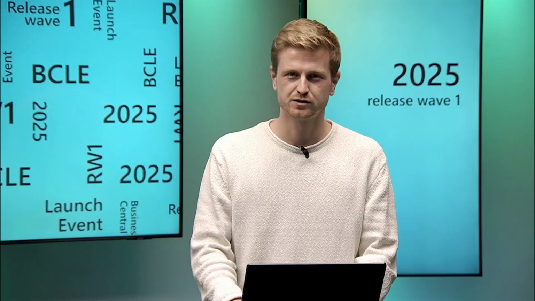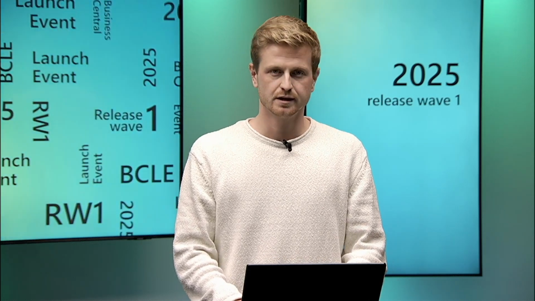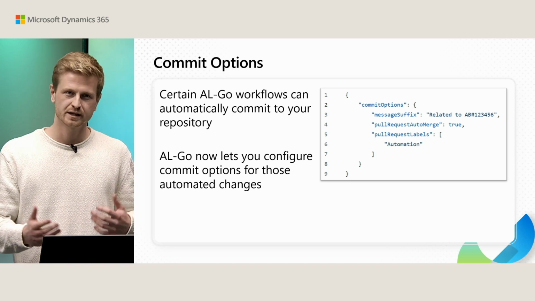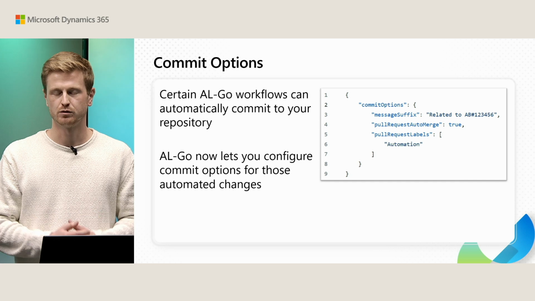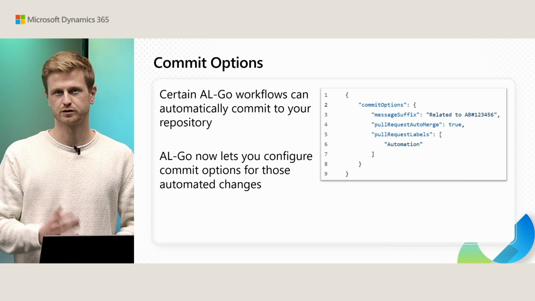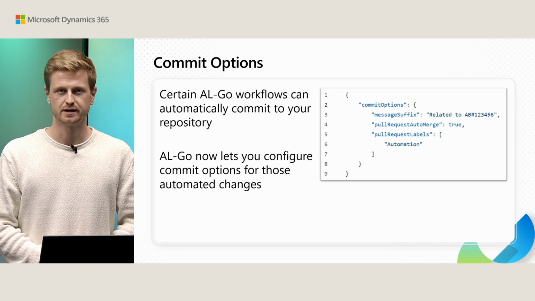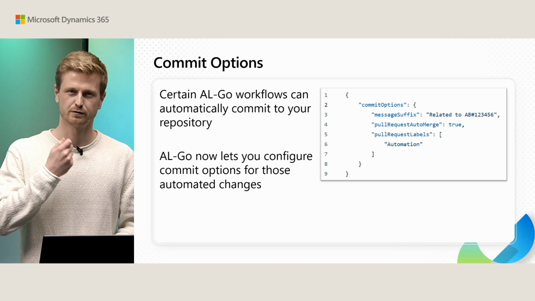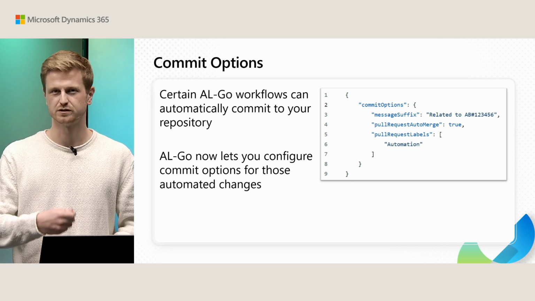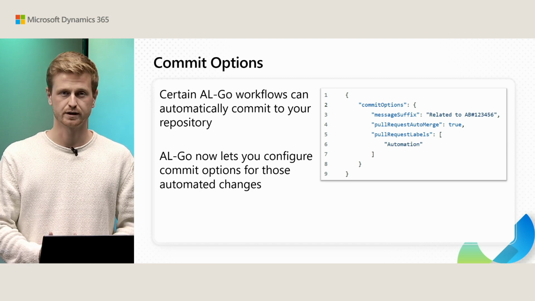Yes, and the final topic for this session here is commit options. So again, taking a step back, certain ALGO workflows can create pull requests or do direct commits into your repository. Examples of such could be update ALGO system files or increment version number. A piece of feedback that we got from partners was that you want to be able to inject some kind of message into the commit message or into the pull request. And so in the latest versions of ALGO, we now allow that.